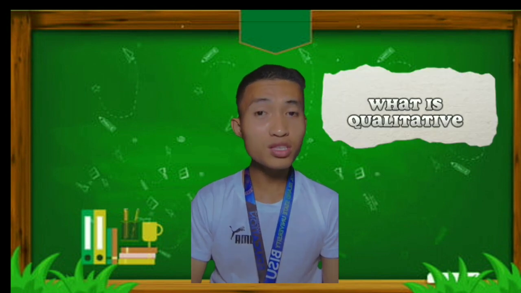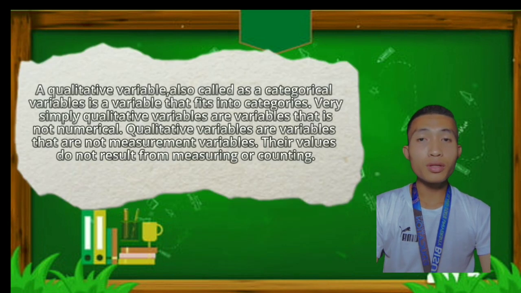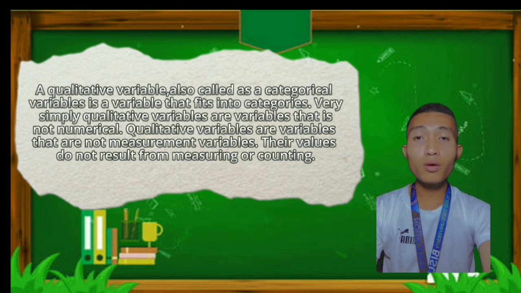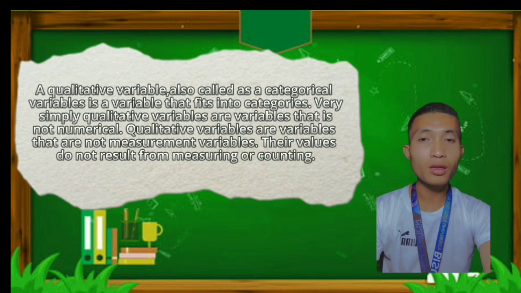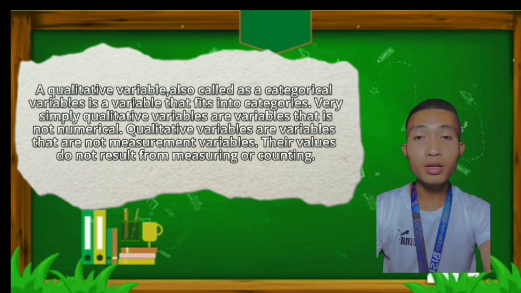Hello everyone, I am Jana Nicola, and for today, we're going to talk about the qualitative variables. So, what is a qualitative variable? A qualitative variable, also called a categorical variable, is a variable that fits into categories. Very simply, a qualitative variable is a variable that is not numerical. Qualitative variables are not measurement variables. Their values do not result from measuring or counting.